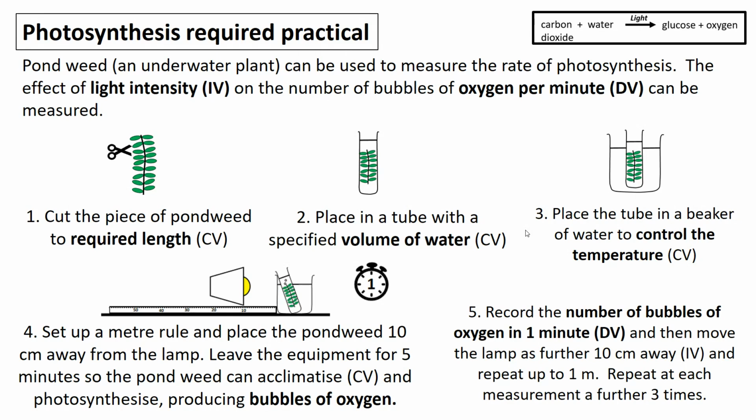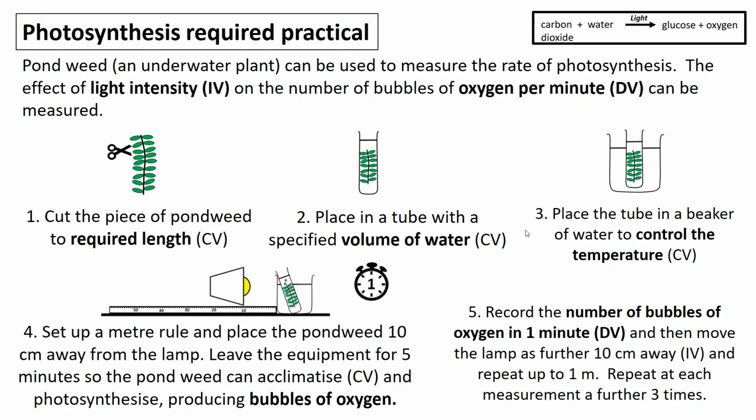You can change the effect of light intensity and measure the number of bubbles of oxygen per minute. The light intensity in that situation is the independent variable. That's what you're going to change. The number of bubbles of oxygen per minute is the dependent variable, and that's what you'll measure.